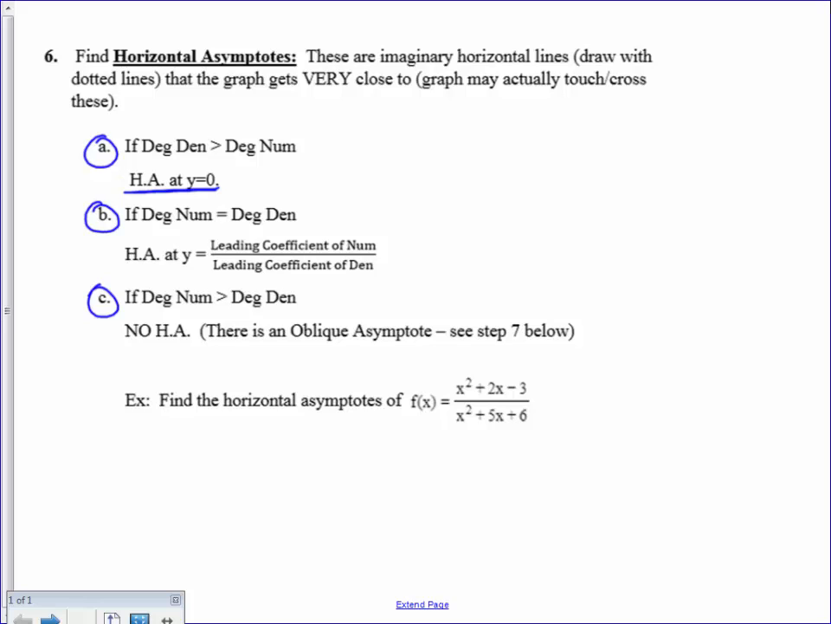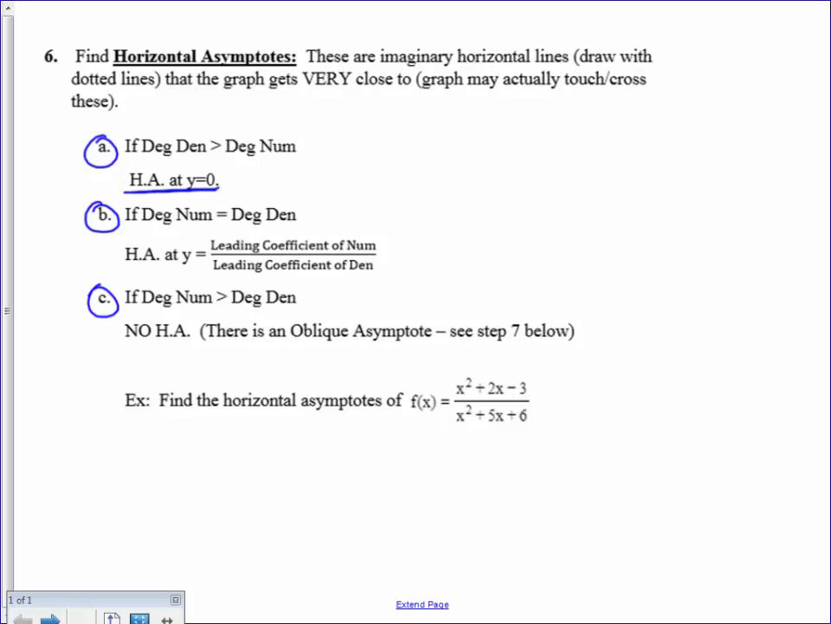If the degree of the numerator equals the degree of the denominator, then you have a horizontal asymptote at y equals the leading coefficient of the numerator divided by the leading coefficient of the denominator. Remember that the leading coefficient is the coefficient off of the leading term. Look at the example that we have below.